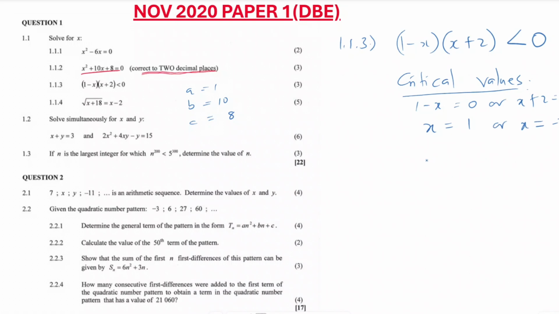So I'm going to use the graphical method to solve this inequality. So this is going to look like this. x is equal to 1, it's here, x is minus 2. And after having our critical values, you need to check the shape of your graph. Remember, this is a quadratic graph, which is in the form ax squared plus bx plus c. So we are going to expand this one. This is going to be 1 times 1, we get 1, 1 times 2, that's a 2, minus x times x, we get minus x squared. Then minus x times 2, that is going to be minus 2x.